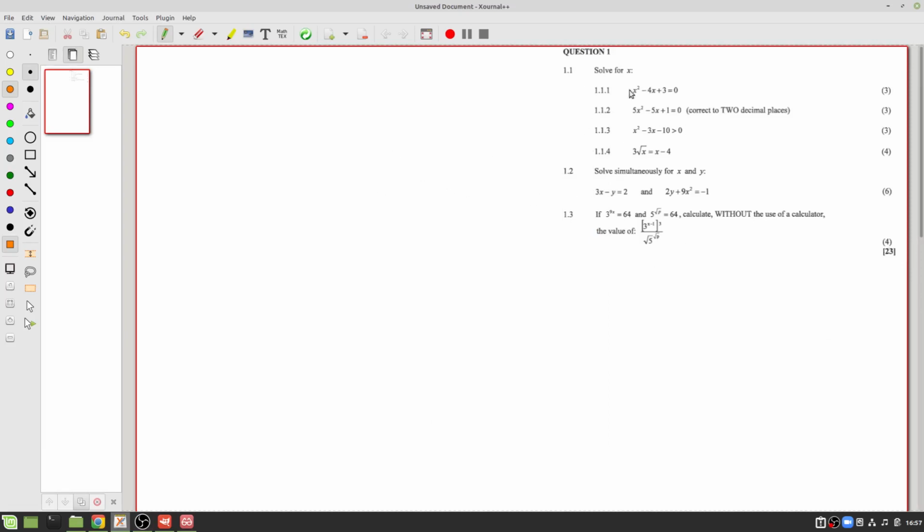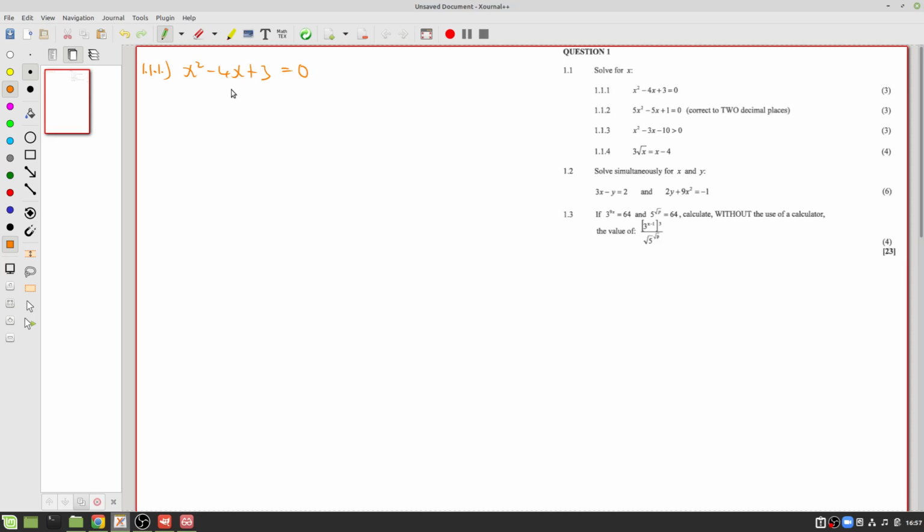Right, so question 1. And we always start with the same kind of idea, it's just algebra in the first question, almost always. So let's just get started with question 1, solve for x. Okay, so we see the first one, I'm just going to rewrite the question, 1.1.1. So here we have x squared minus 4x plus 3 equals 0. Yeah, so it's a quadratic equation because we have an x squared, an x, and a number.